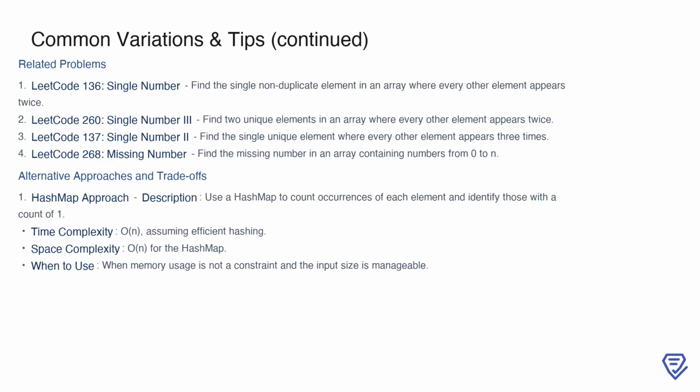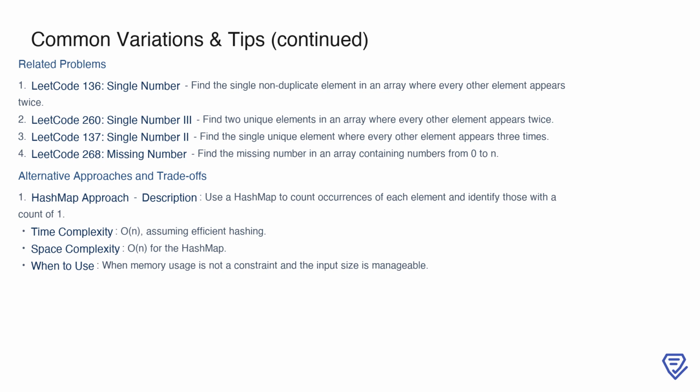The concepts used in Single Number 3 are closely related to other problems that you may encounter. For example, LeetCode 136, Single Number, asks you to find the single non-duplicate element in an array where every other element appears twice. Similarly, LeetCode 260, which we're discussing, involves finding 2 unique elements in an array where every other element appears twice. LeetCode 137, Single Number 2, introduces a twist where every other element appears 3 times, and you need to find the single unique element.